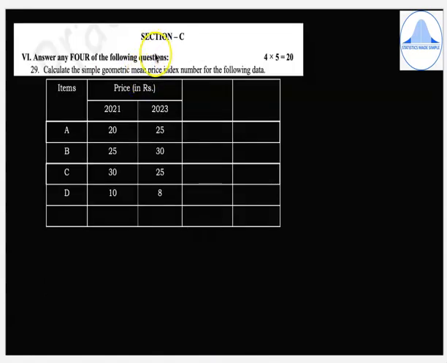Section C, 4th main, answer any 4 of the following questions. 4 into 5 equal to 20. These are the 5 markers. 29th question, calculate the simple geometric mean index number for the following data. In the first column, you have the items A, B, C, D. Then you have price in rupees for 2021 as 20, 25, 30 and 10. And for 2023, the prices are 25, 30, 25 and 8.